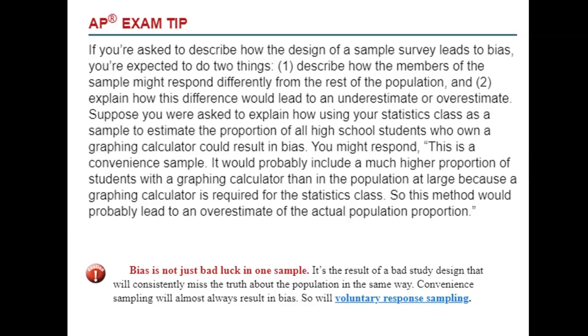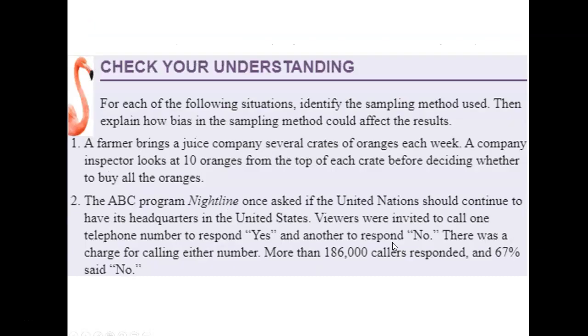And that's not really true for our class, but a lot of you do have a graphing calculator just because of the math you've taken. So this method would probably lead to an overestimate of the actual population proportion. That's the keyword they're looking for. So we have overestimated the number of people who have graphing calculators because of how we did our sampling. It was convenience, it was no good. All right, so there's that idea about bias. It's not just one sample of bad luck. It's consistently going to miss the truth. I like the way they said that.